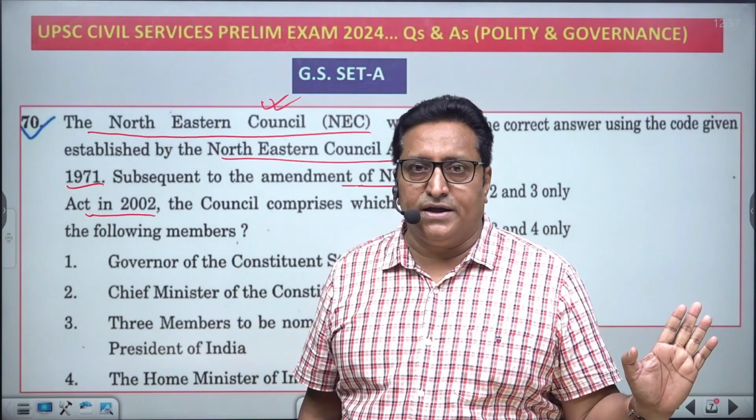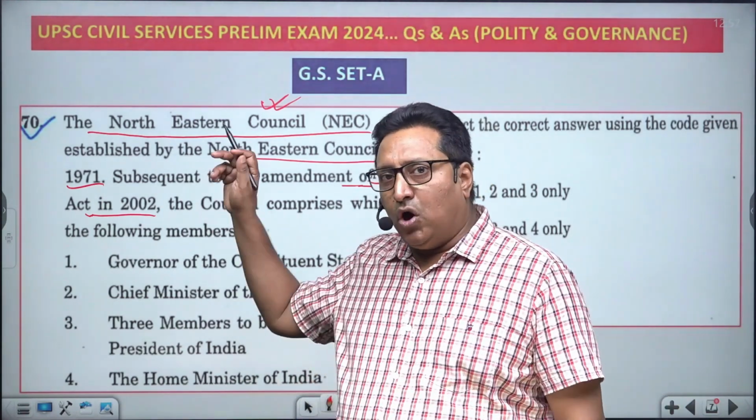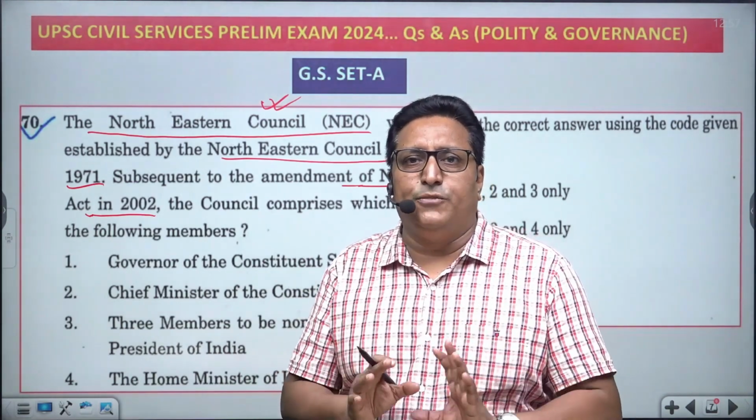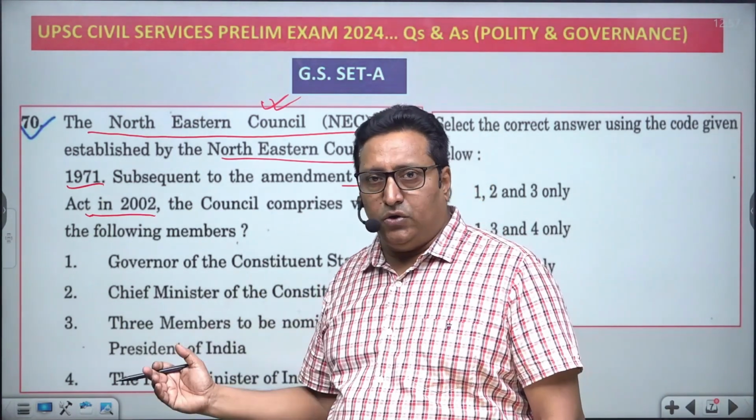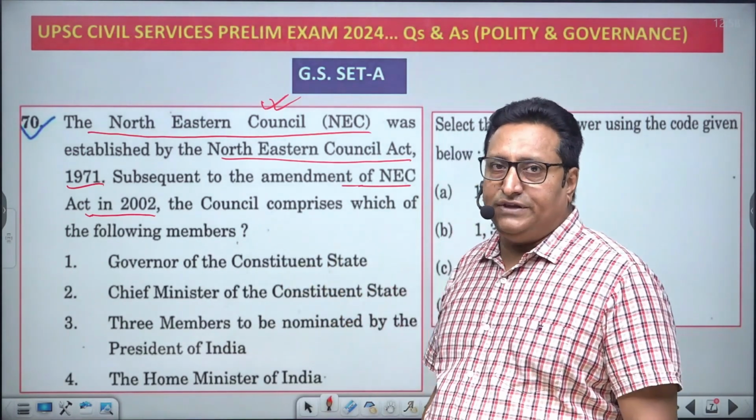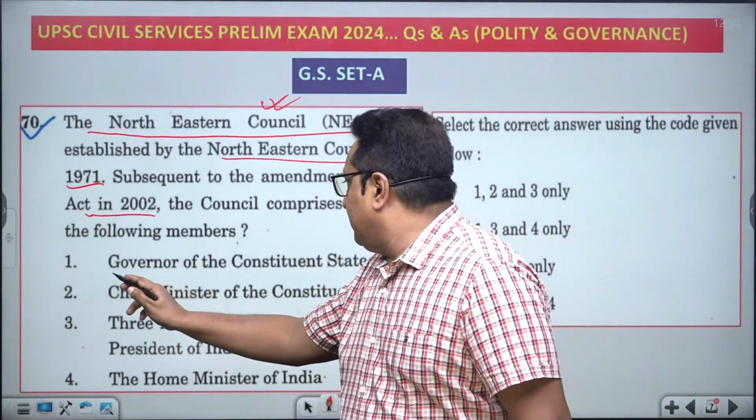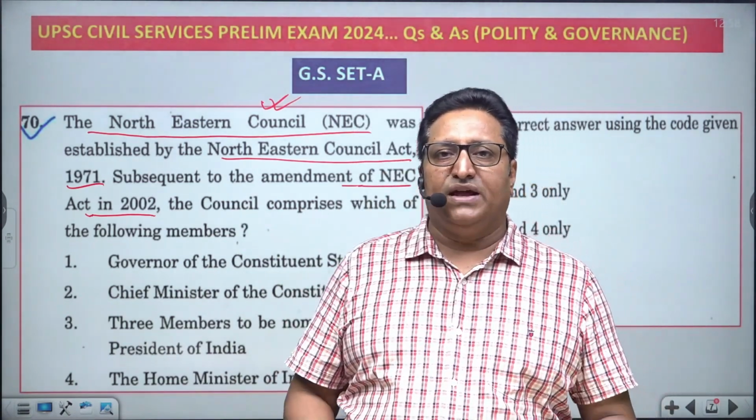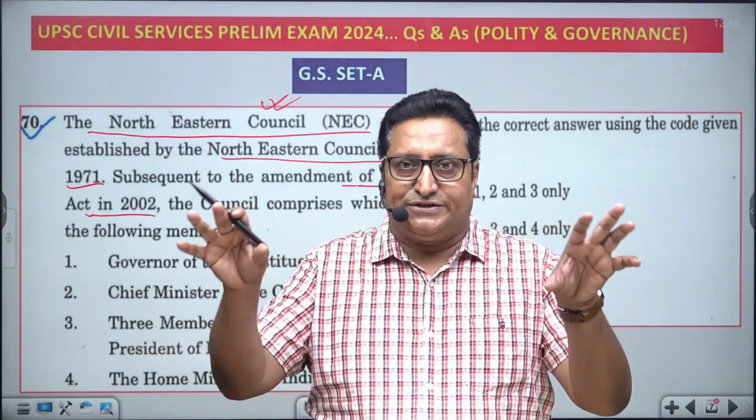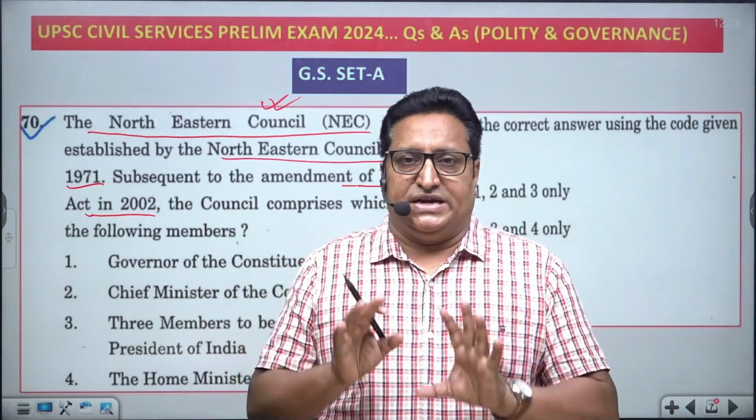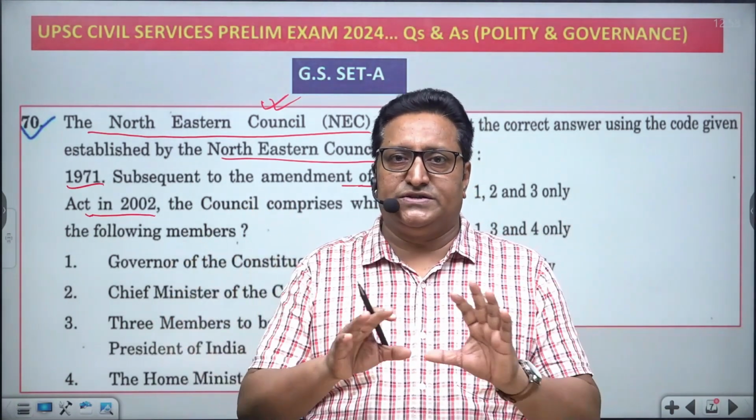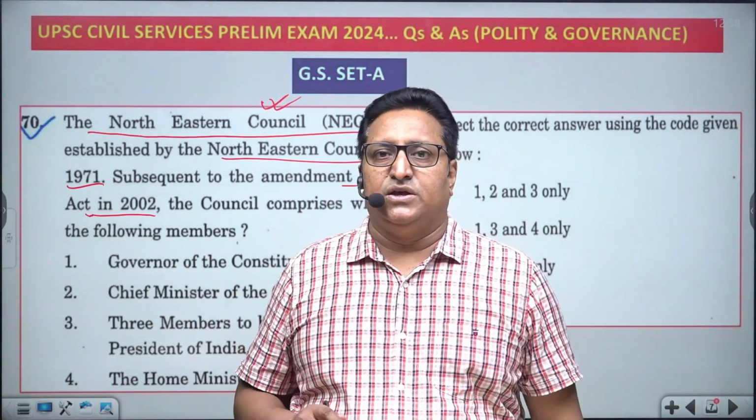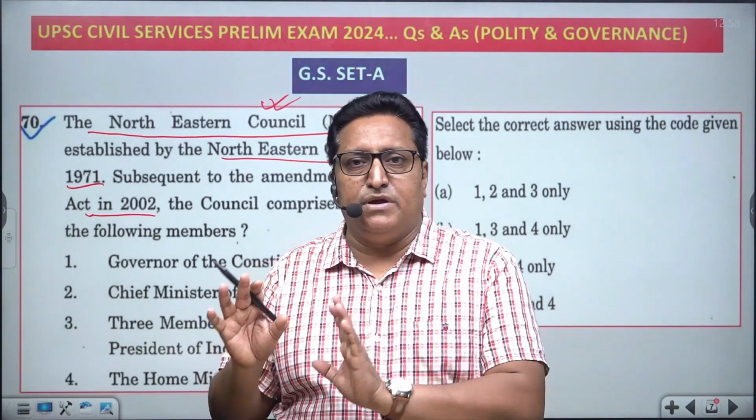So it is a statutory body. However, in 2002, the act was amended to provide for a new kind of composition. And according to the amended law, what is the composition of this council? So, governor of the constituent states. Now, if you go through the North-Eastern Council, you would know that this council comprises 8 states. So 8 states are member states. So 7 sisters, Northeastern, 7 sisters plus Sikkim. So it becomes 8. So all those 8 member states are members of this council.